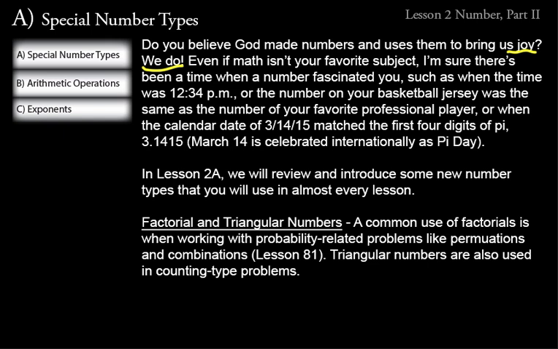I'm sure there's been a time when a number fascinated you, such as when the time was 12:34 p.m., like 1, 2, 3, 4. Or the number on your basketball jersey was the same as the number of your favorite professional player. Or the calendar date, March 14th, 2015, 3/14/15, that matches the first 4 digits of pi, 3.1415. And March 14th happens to also be celebrated internationally as Pi Day.